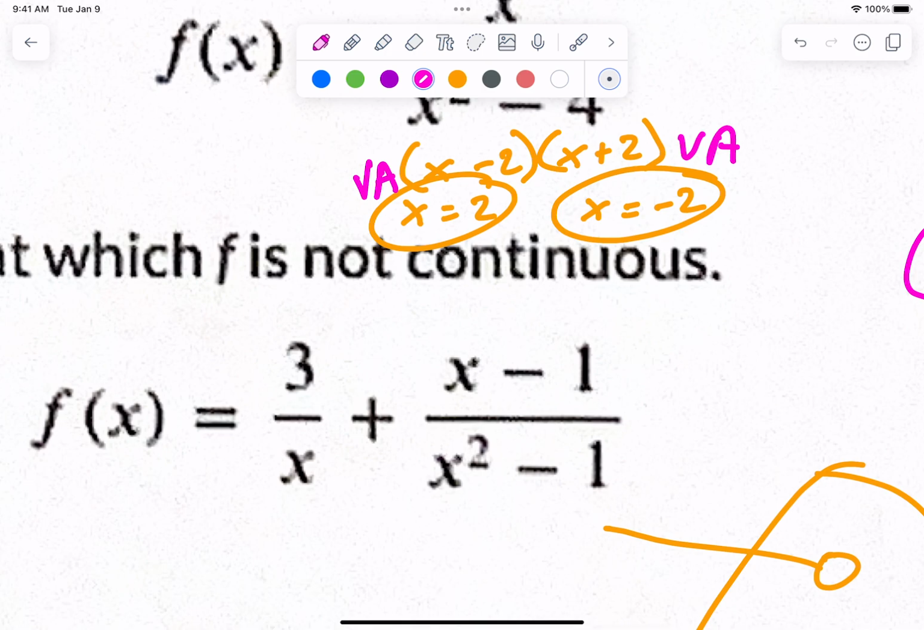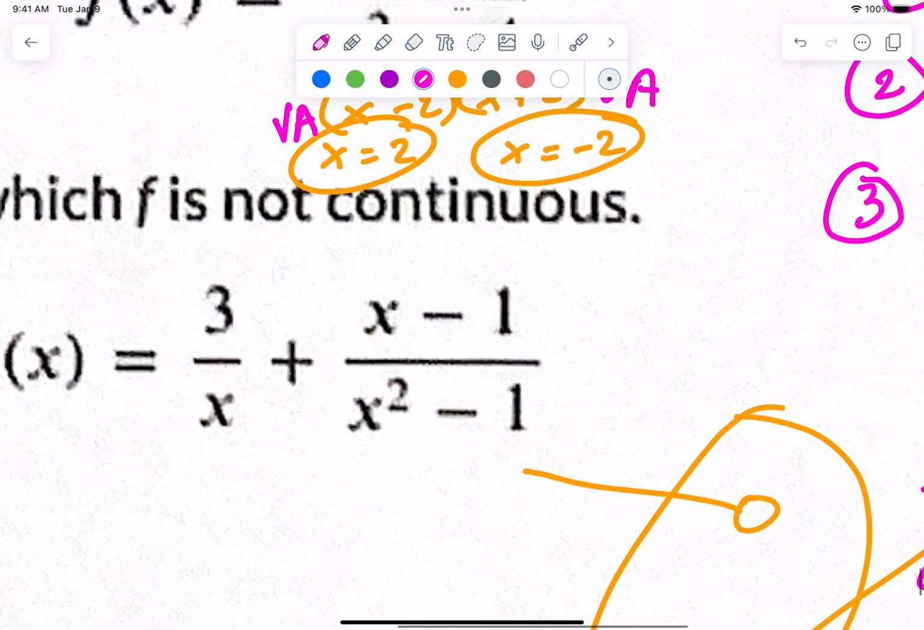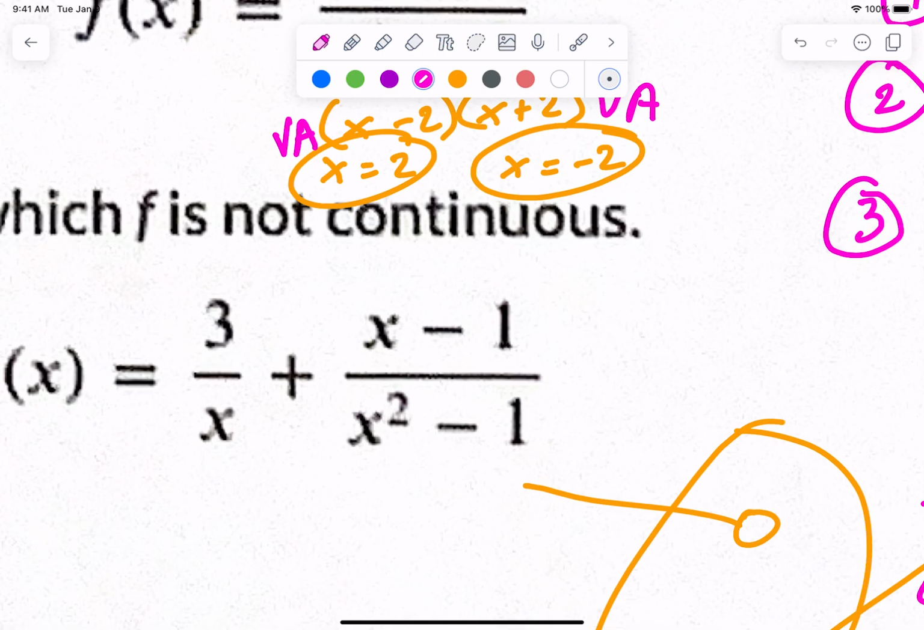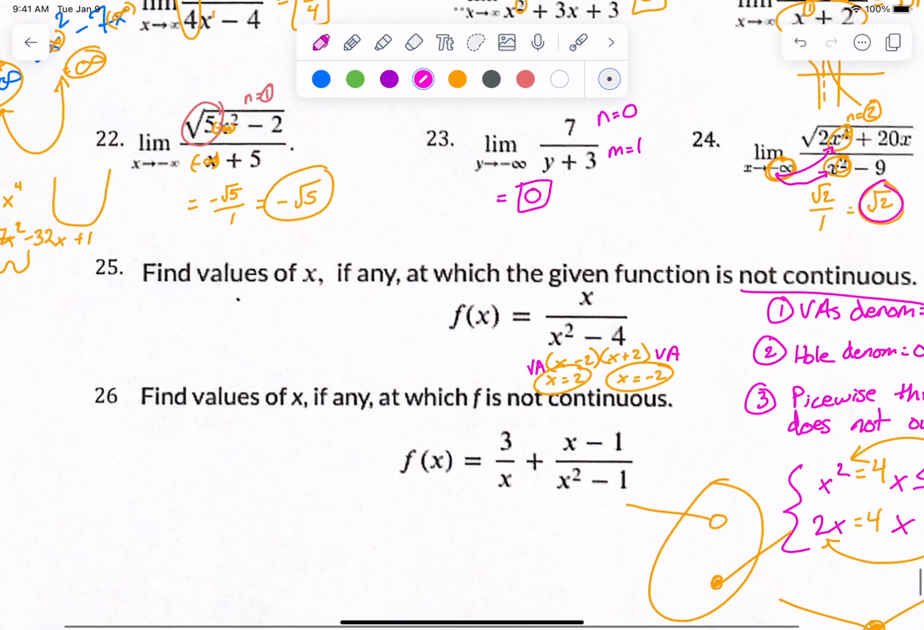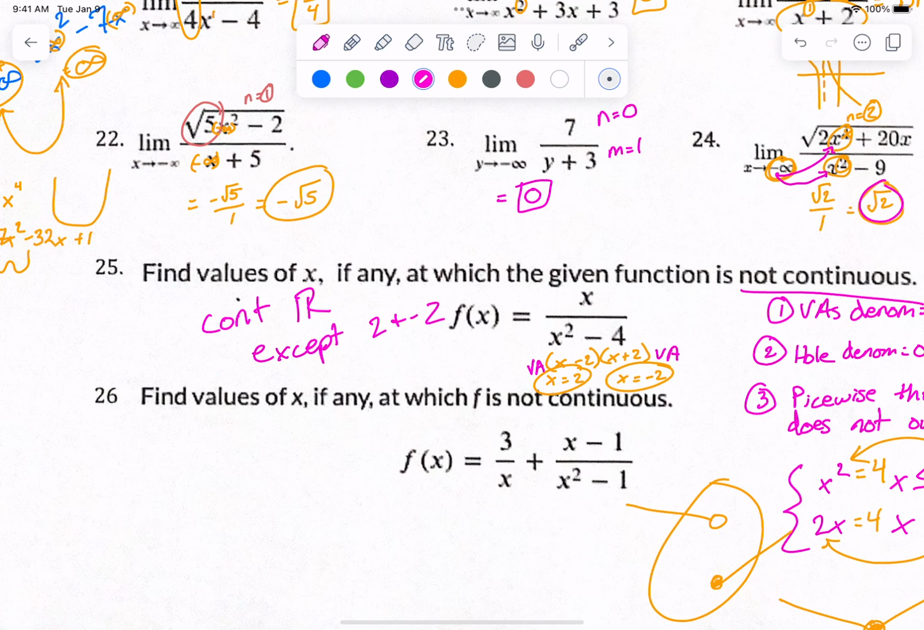Identify where it's not continuous. How would we write that? You can say continuous for all reals except, if you want, 2 and negative 2. Or technically you could just say x equals 2 and x equals negative 2, just like we said. The question says find all values of x where it's not continuous. We found the values of x, so you could just leave it as x equals 2, x equals negative 2. But if you wanted to write it formally, you could do it that way.